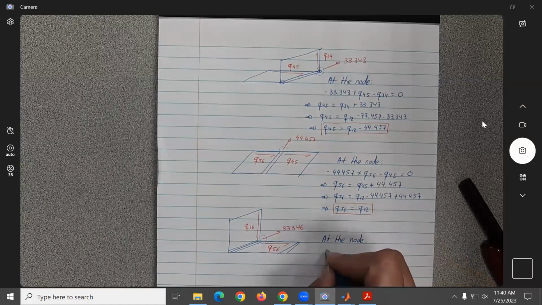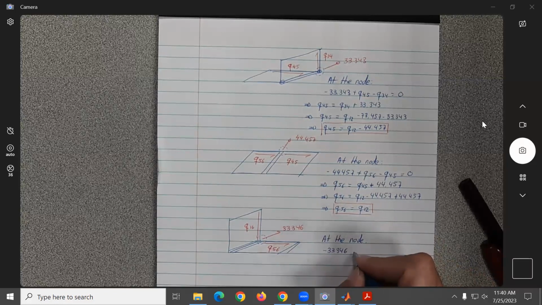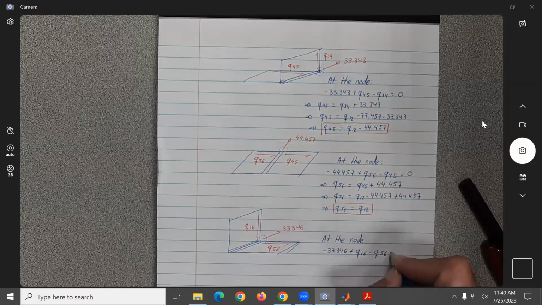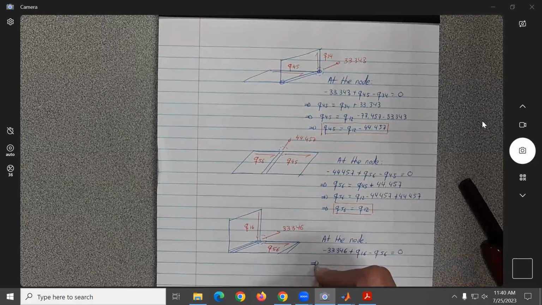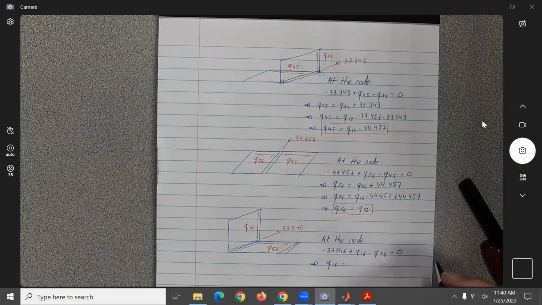we have what? Minus 33.346 plus Q16 minus Q56 equal to 0. This will give you Q16 equal to Q56 plus 33.346, so basically Q16 will be equal to Q12 plus 33.346.